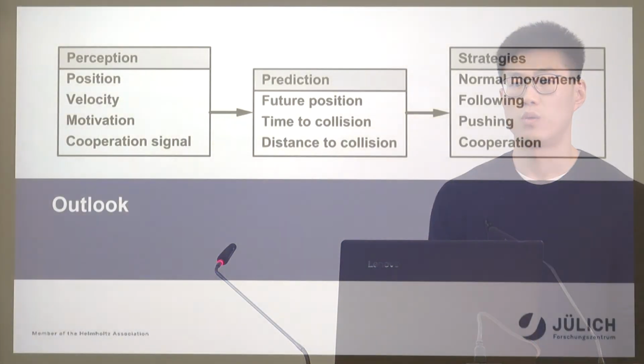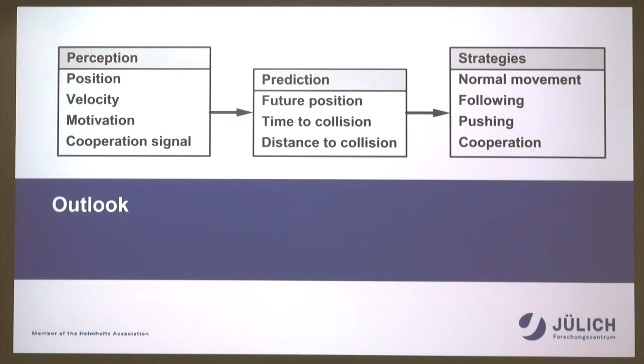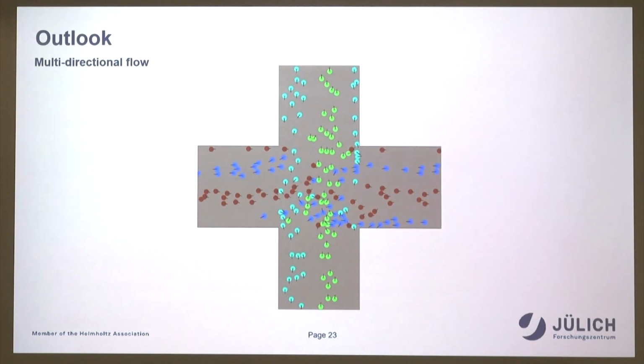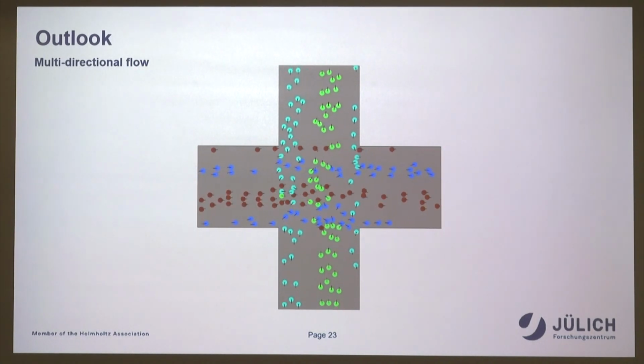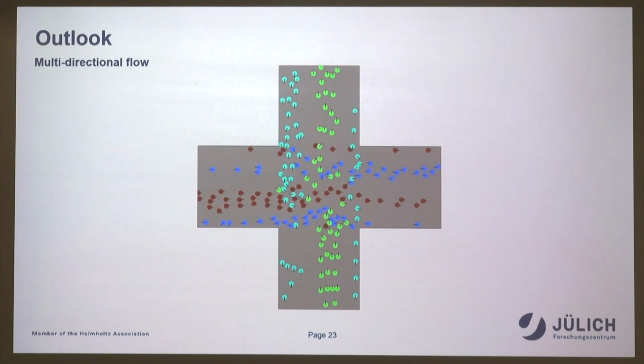Introducing anticipation into the model can really improve the performance of the model in bidirectional flow scenarios, but it's still not enough for more complex scenarios. So in the future, I'm going to implement models in this structure, which means agents can choose their strategies to move according to their perception and prediction of the environment. Here is an example. After introducing the strategy of pushing others, agents can move pretty well in the crossing scenarios.